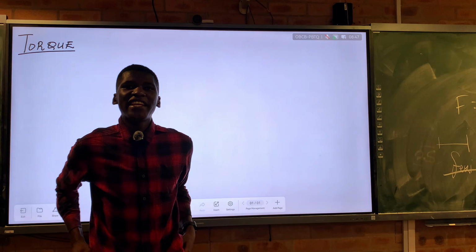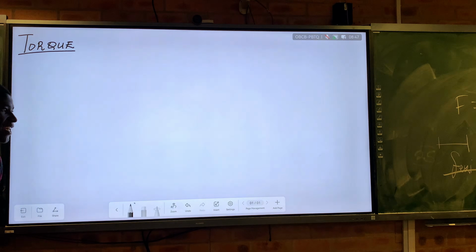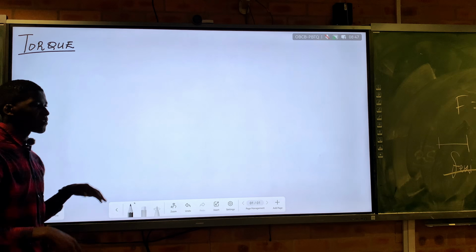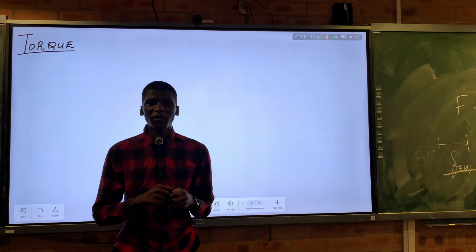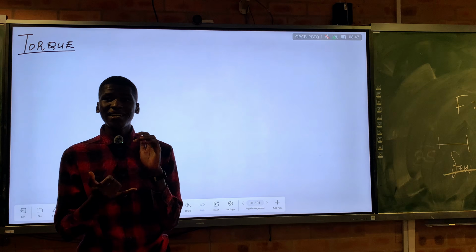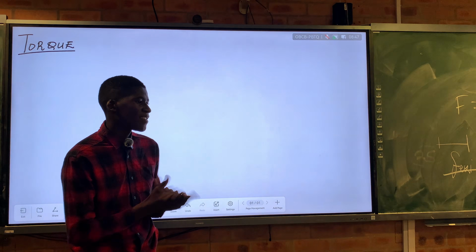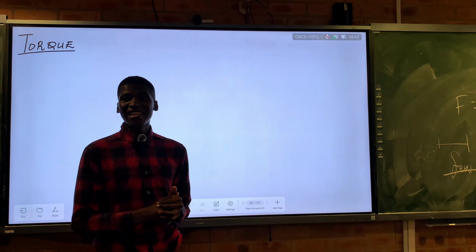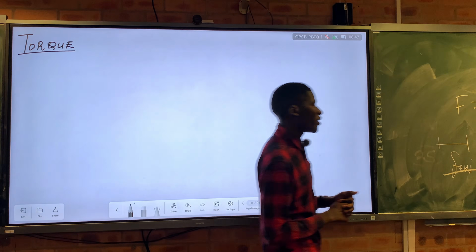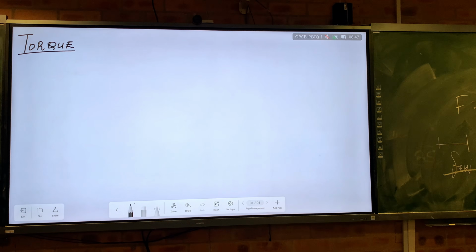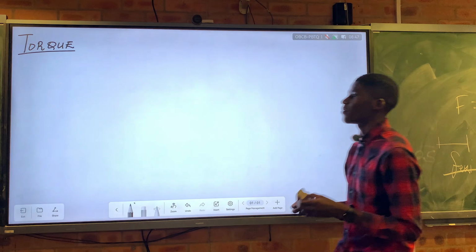We introduced rotational motion in general. Remember, we said when you have a rotational motion, it simply means that there's going to be something known as the angular displacement. You are going to have things such as angular acceleration. So it simply means that you are rotating an object. Just as between linear motion and rotational motion.